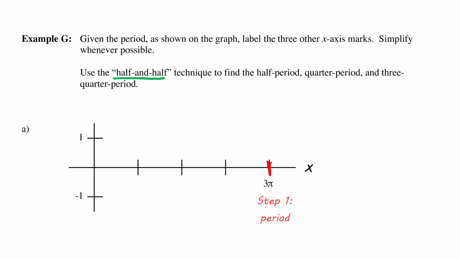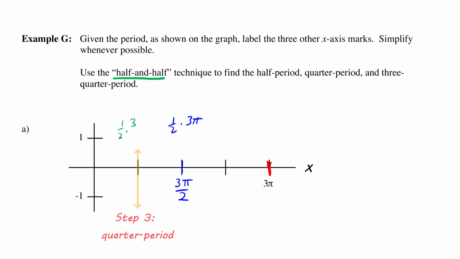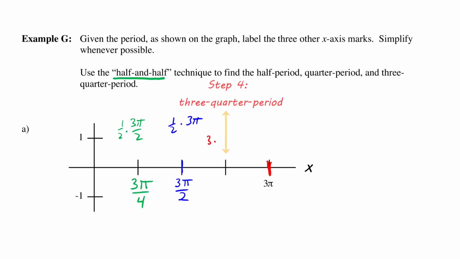Step 1, of course, is to identify the period. Step 2 is to find the half period. And that means taking the period 3 pi, multiplying it by 1/2, 3 pi over 2. Step 3 is to take half of that. That's the quarter period. 1/2 of the 3 pi over 2 gives us 3 pi over 4. And then the 3/4 period, this is the 4th step, we find by multiplying the quarter period by 3. 3 times 3 pi over 4 in this case to get 9 pi over 4. And those are the featured x values for this function.